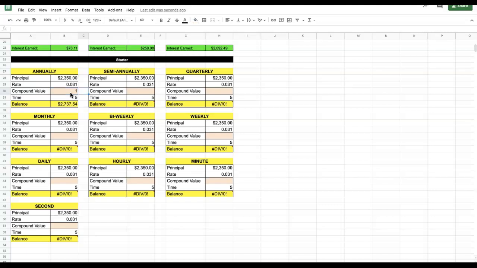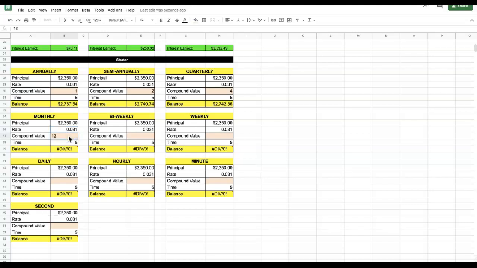Annually is 1. Look at that, $2,737.54. Okay, not bad. Semi-annually is 2. Same amount of money, same rate, same time. Oh, I made even more money, $2,740.74. That looked like it went up a few bucks. So obviously, the more I compound, the more money I'm going to get. Quarterly is 4. Yep, even more money, $2,742.36. So this is just going to skyrocket, I guess, right?